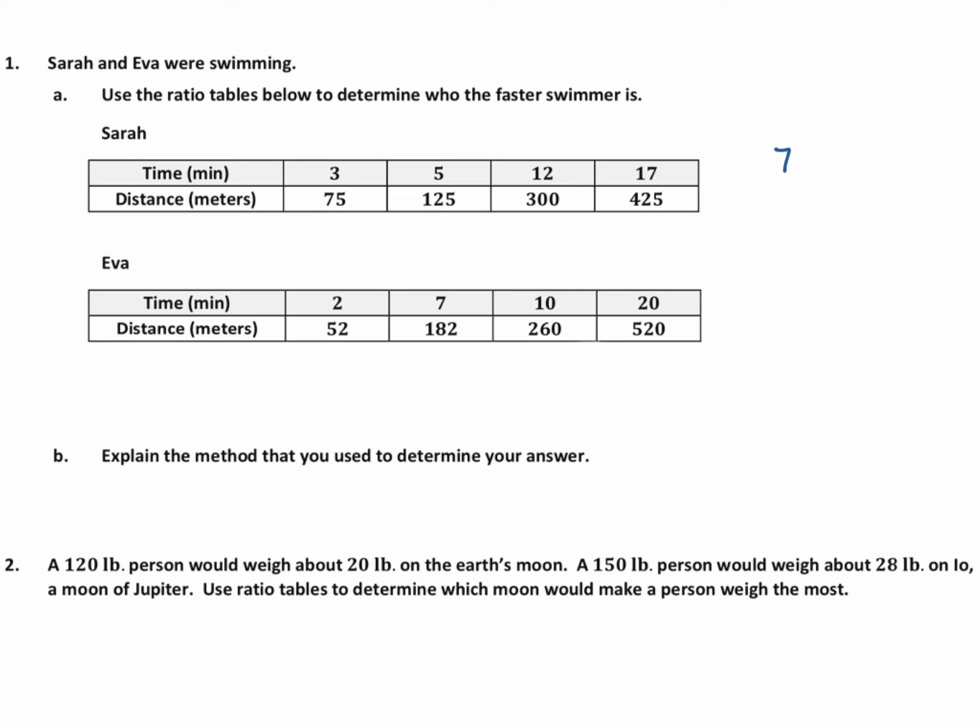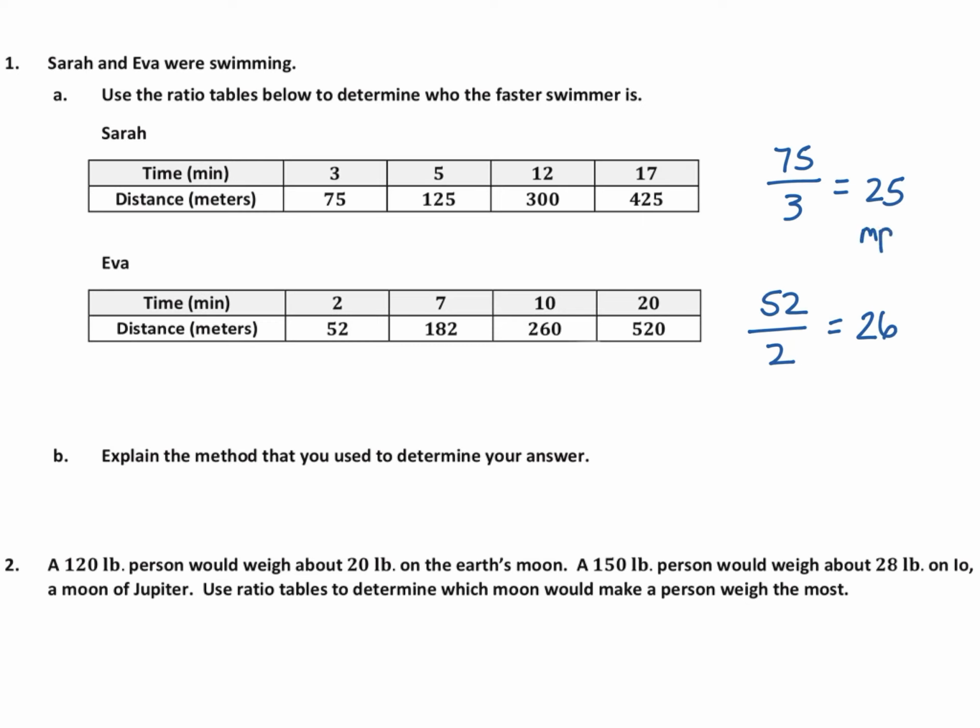The meters, we have 75 meters for 3 minutes for Sarah. And for Eva, we have 52 meters per 2 minutes. 75 divided by 3 is 25. 52 divided by 2 is 26. So whose speed is faster?